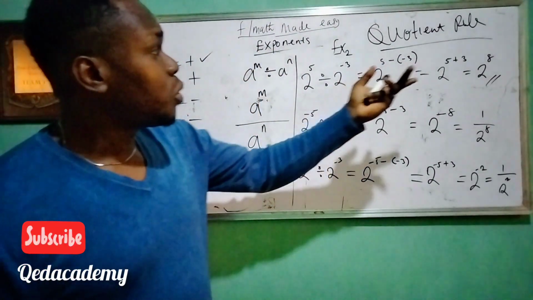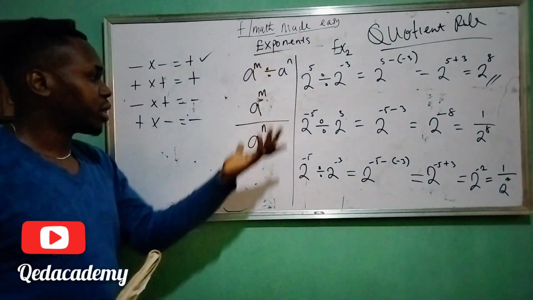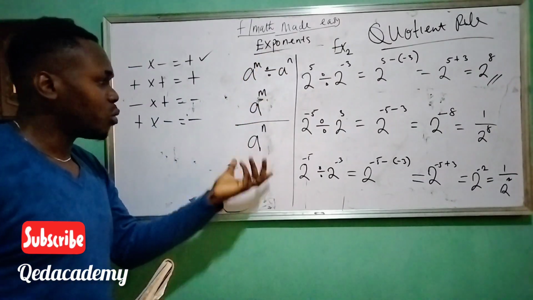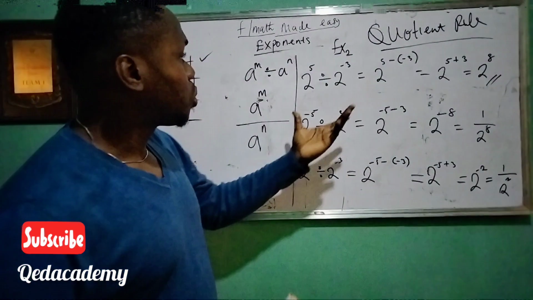Let me just run this part through. This is a quotient rule. I did 3 examples with this general expression. It can come in this form, or in this way, whichever way it comes, you're able to manipulate it to put them all in this form.